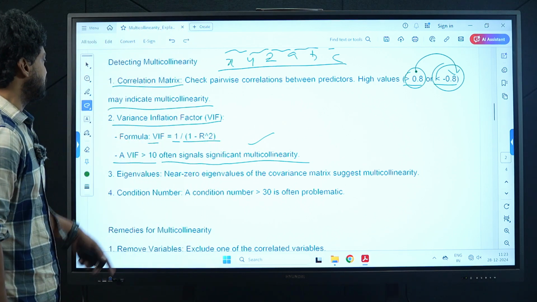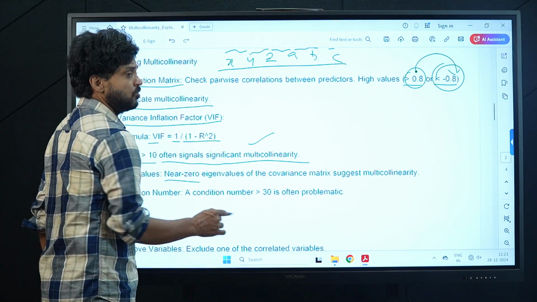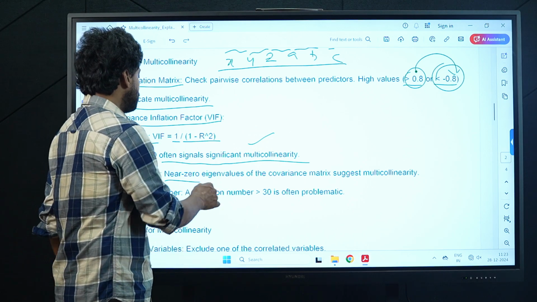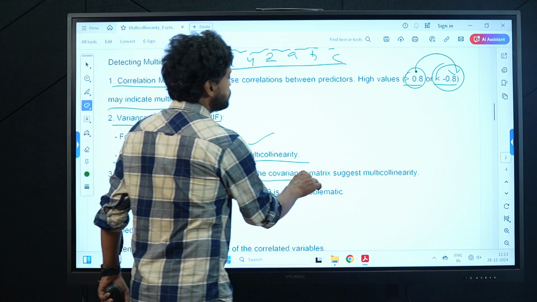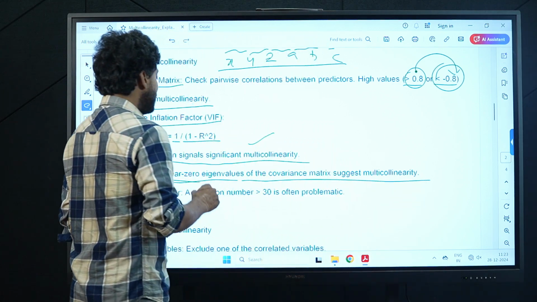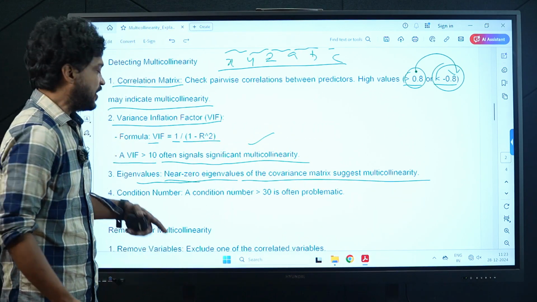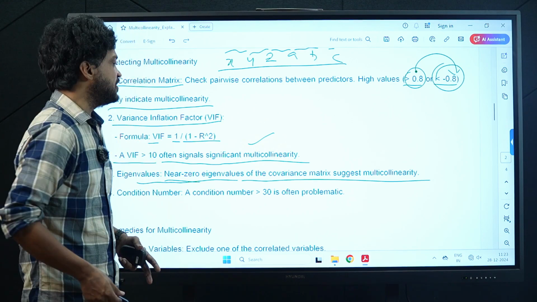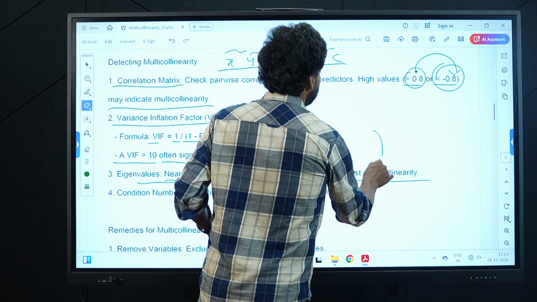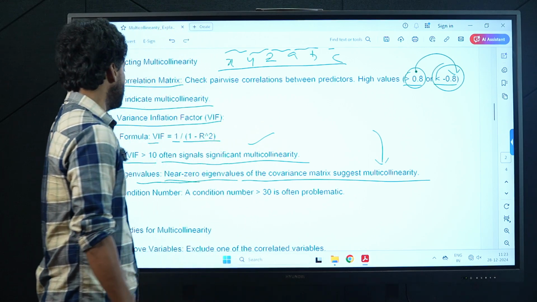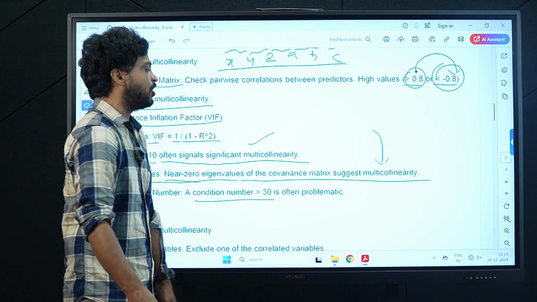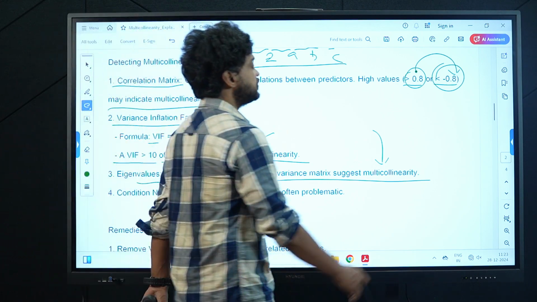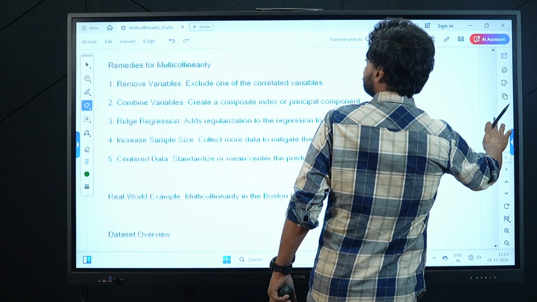There is something called eigenvalues. You know what eigenvalues are, right? Eigenvalues and eigenvectors. Near zero eigenvalues of the covariance matrix suggest multicollinearity. If an eigenvalue reaches zero, that means these variables are multicollinear. Then there is something called a condition number. If the condition number is greater than 30, it is often problematic. We'll understand this right now.